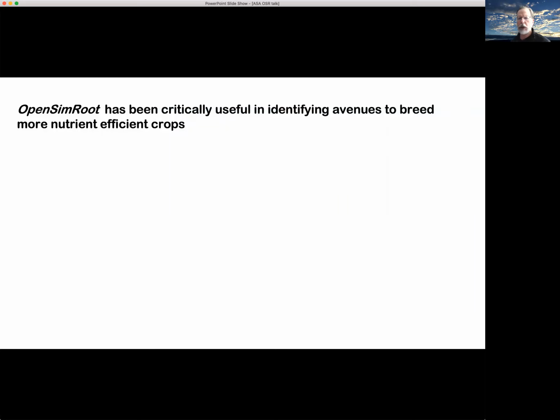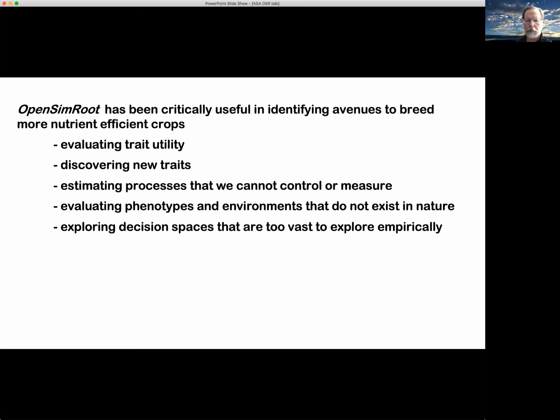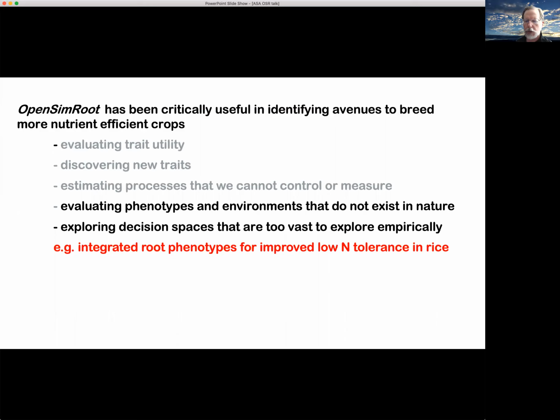OpenSimRoot has been critically useful in identifying avenues to breed more nutrient efficient crops, in evaluating trait utility, in discovering new traits, in estimating processes that we cannot control or measure, in evaluating phenotypes and environments that do not exist in nature, and in exploring decision spaces that are too vast to explore empirically. In the example I'll show today, which is how integrated root phenotypes can affect low nitrogen tolerance in rice, 2 of these capabilities are featured: evaluating phenotypes in environments that do not exist in nature and exploring very large decision spaces.